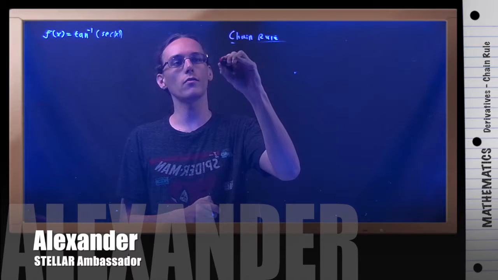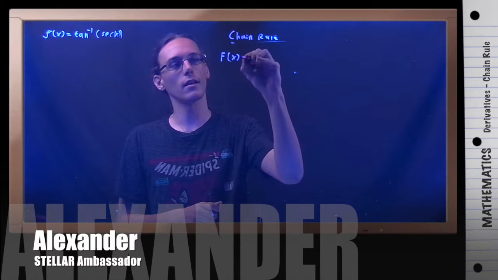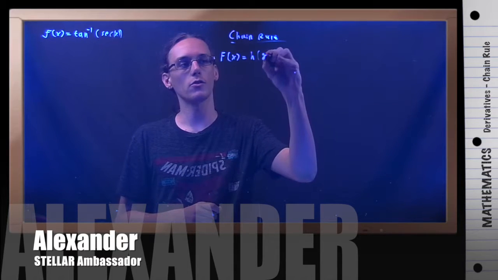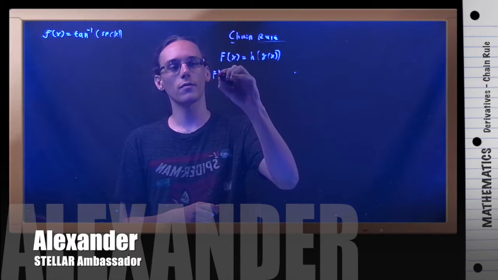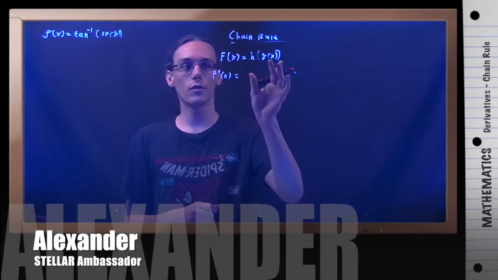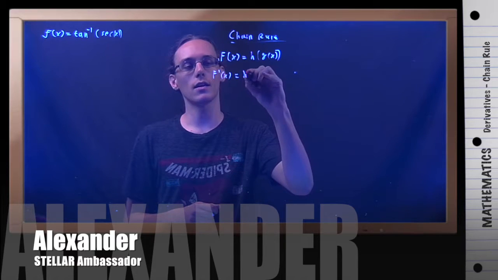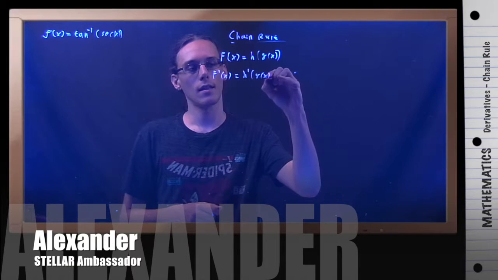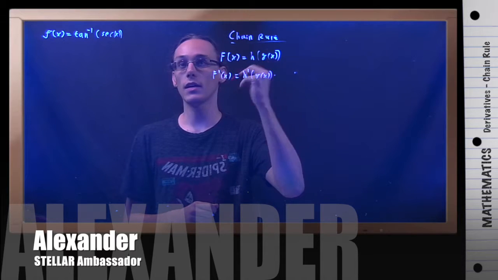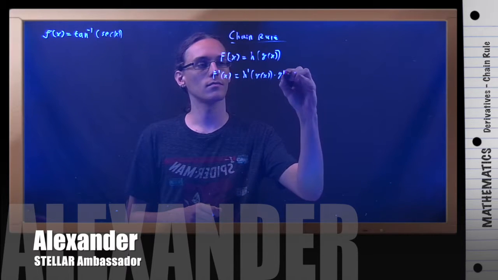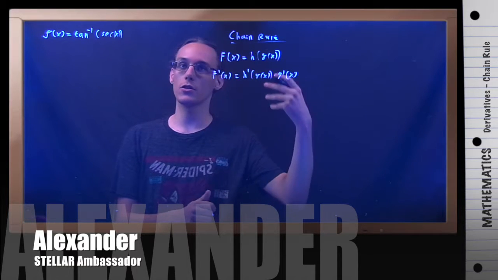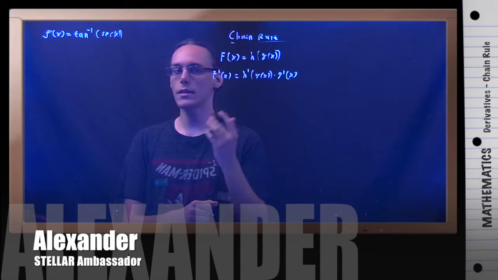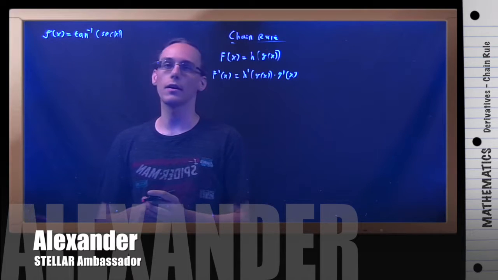What the chain rule says is if we have a function, big F of x, and that's equal to little h of little g of x, it simply says that when I do the derivative, I do the derivative of the outer function and leave the inside alone, and then multiply by the derivative of the inner function. And if I had more functions inside, I would just carry on in this way. So let's use this to take the derivative of this function right here.